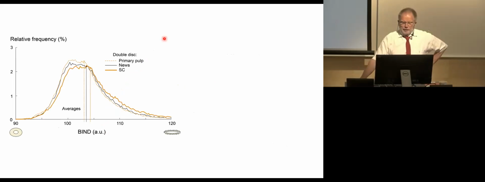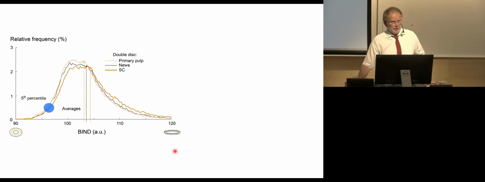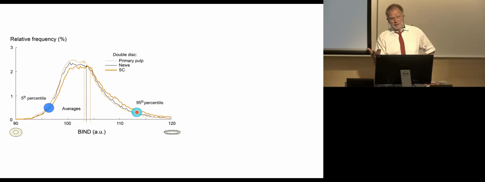And you can also look like this. Here we have the double disc refiners. We have the primary pulp, a news grade, and even more NAD in the SE grade here. You can see how you shift the distribution to the higher side, more developed fibers, fibrils, and so on. And what you can do with the distributions, you can look on the tails of the distributions. Here you can go for the 5th percentile. You can see what happened here when you go to the 95th percentile, and see they are different.